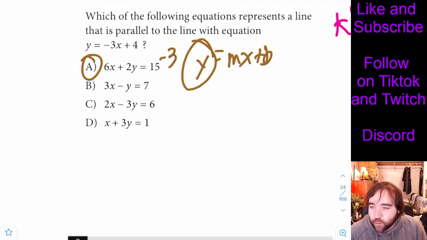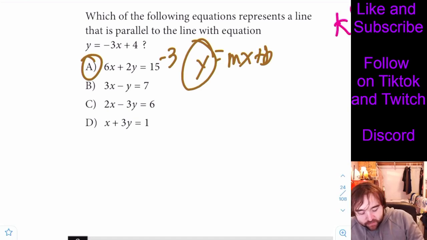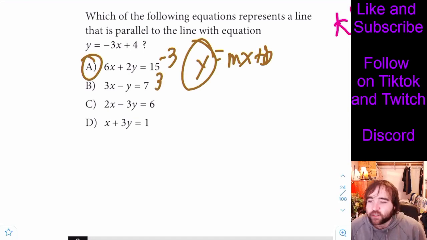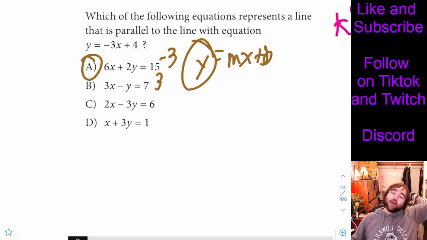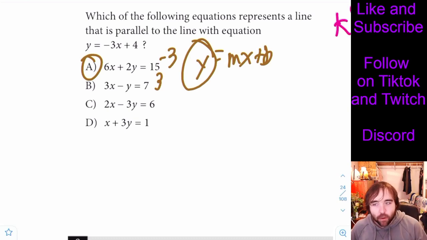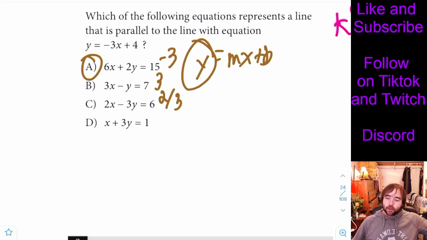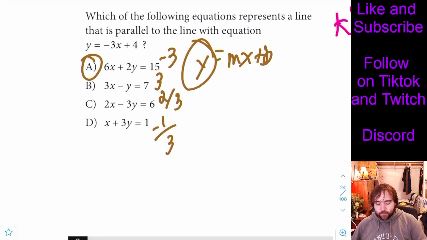So B, if we wanted to get y by itself, you just have to add y to the other side and subtract 7. That'd probably be the easiest way to do it. So that would have a slope of positive 3. For C, you'd be adding the 3y. You subtract the 6. We're not even thinking about the y-intercept though, right? We're just thinking about the slope if it has to be parallel. So we'd add the 3y and divide by 3. So that would have a slope of 2/3. D, we'd subtract the x and divide by 3. So that would be negative 1/3. But yeah, luckily for us, it was A.